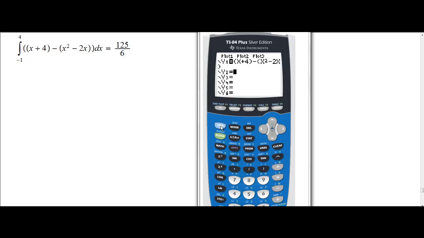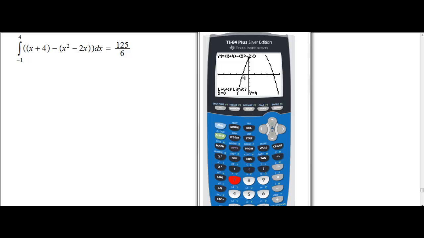Then we go to this calculate feature. What do we want? We want this definite integral, right? So hit that. It showed us a parabola here completely, because we are just looking at the difference of these two, right?